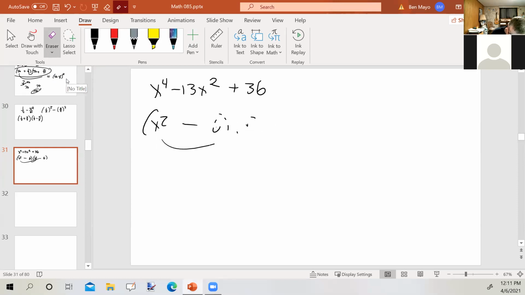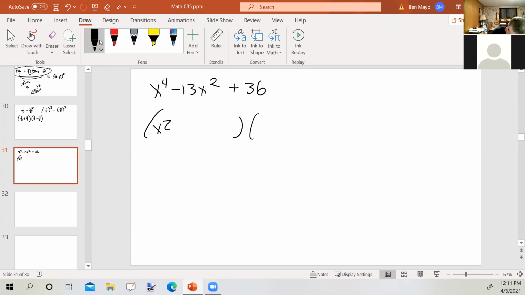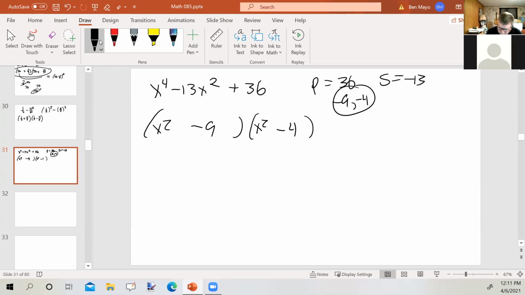So I tried, and it didn't work out to be a perfect square trinomial, but that doesn't mean I'm going to give up. It still has a leading coefficient of 1. So now the product is 36 and the sum is negative 13. Oh, how about negative 9 and negative 4? That would give us negative 13x squared in the middle. But now look, x squared minus 9, that's the difference of two squares, x plus 3, x minus 3. And x squared minus 4, that's the difference of two squares, x plus 2, x minus 2.